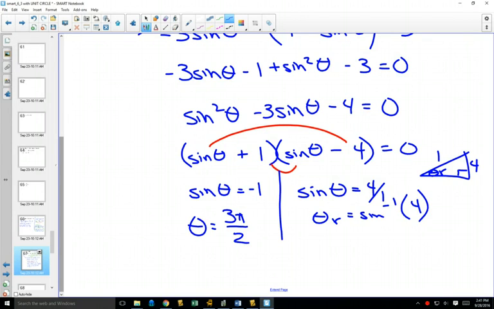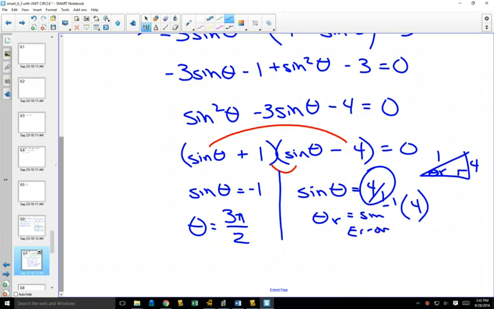So if you got any kind of fraction here or any number here that's bigger than 1, that'll never work for sine or cos, because the hypotenuse has to be on the bottom, and that has to be the largest number. So going to our calculator, we got an error with our calculator.